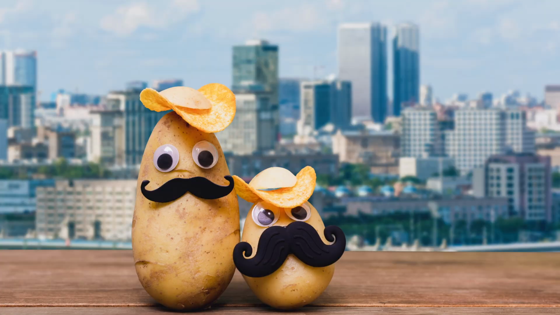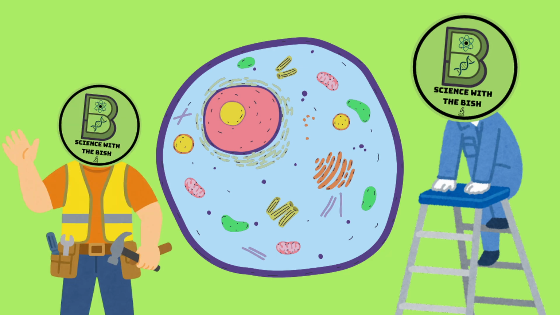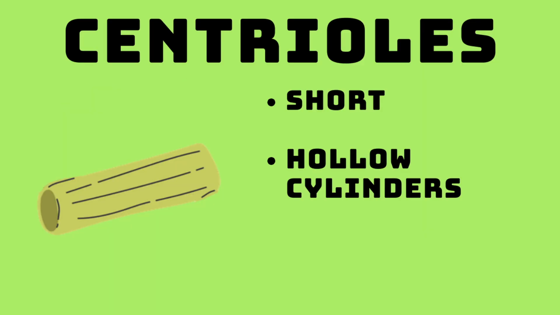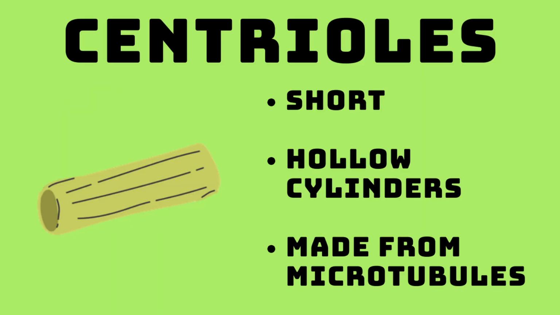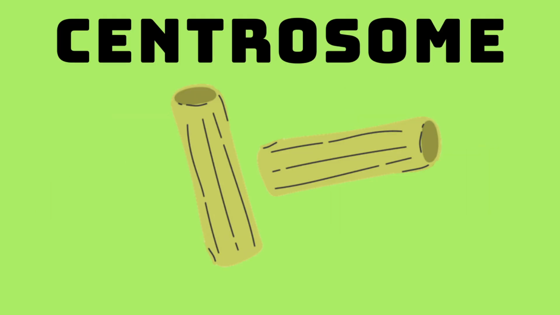Next up, centrioles and microtubules. These two work closely together to keep the cell structured and organized, kind of like the cell's internal scaffolding and construction crew. Centrioles are short, hollow cylinders made from microtubules. They come in pairs. Two centrioles at right angles form a centrosome.